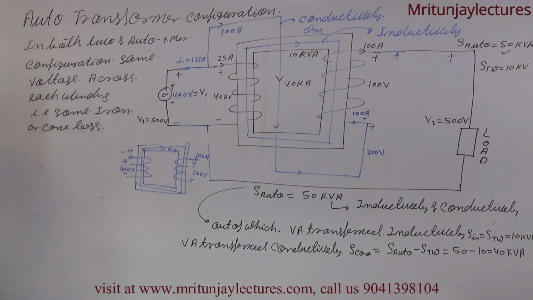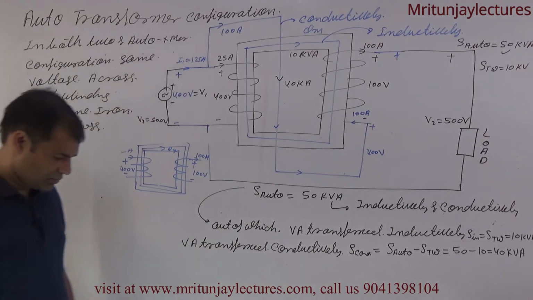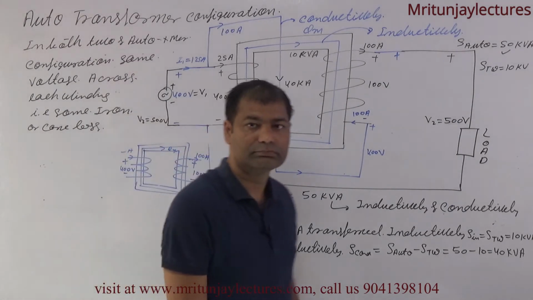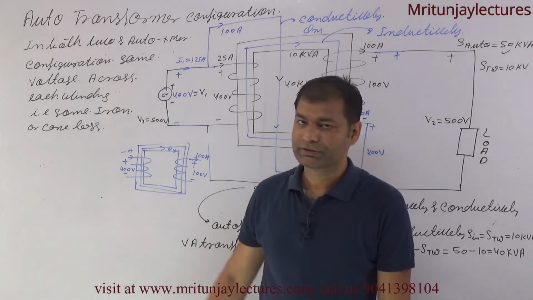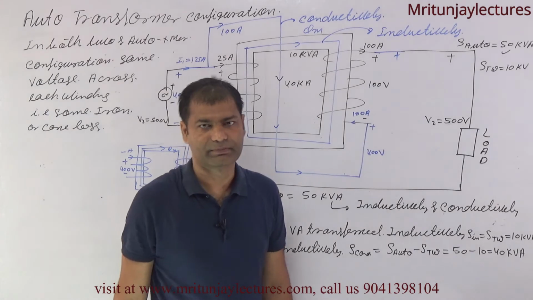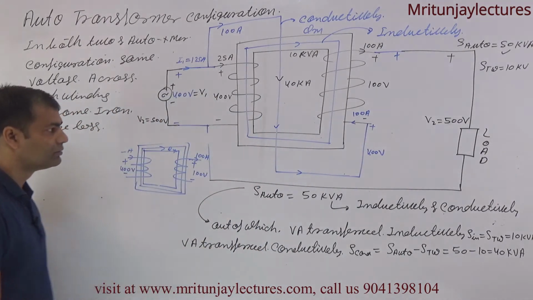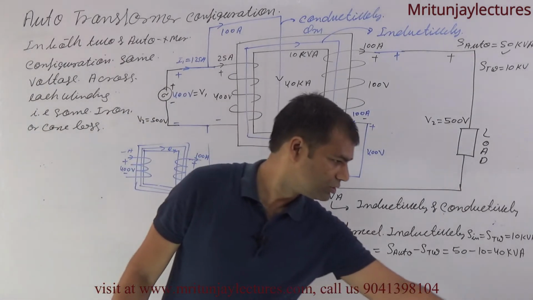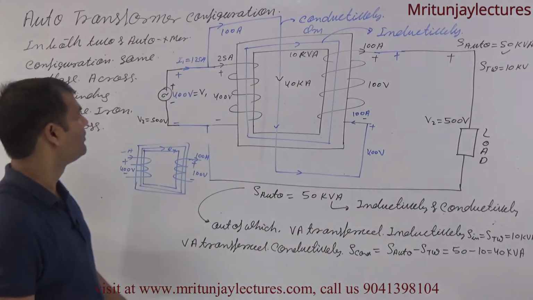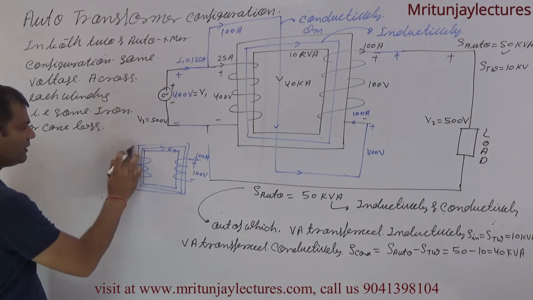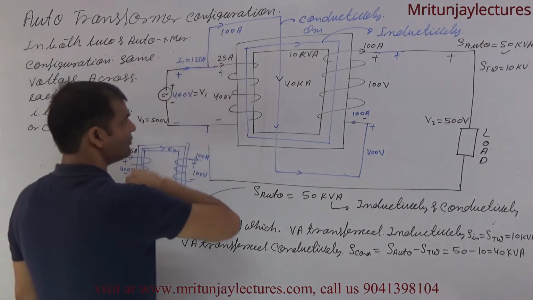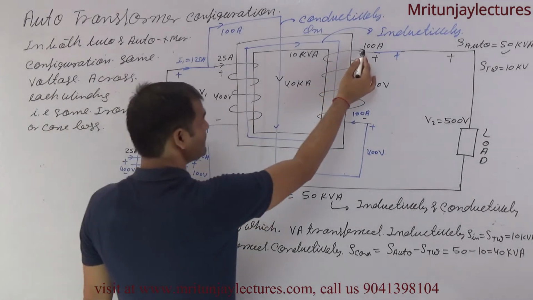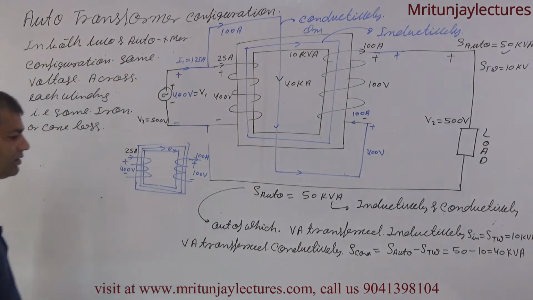Clear? Okay, core loss is same, or you can say that iron loss is same. But now what about copper loss? Copper loss is also same. Why? In the primary winding it is 25, and in the secondary winding it is 100, that is also 100.